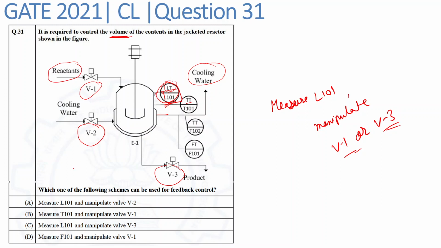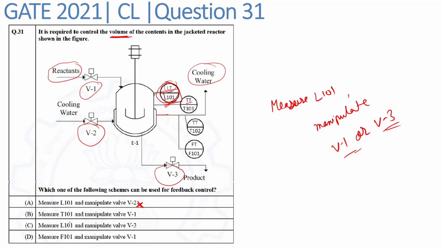So from the given options, we can see that option A is measure L101 and manipulate valve V2. This valve V2 corresponds to the cooling water flow rate, and changing the flow rate of the cooling water won't affect the volume of the reactor, because this cooling water will flow through the jacket only. So this option is incorrect.